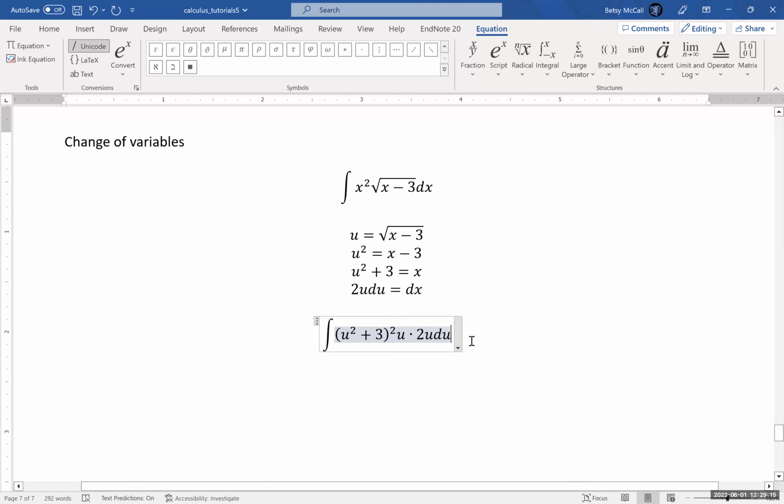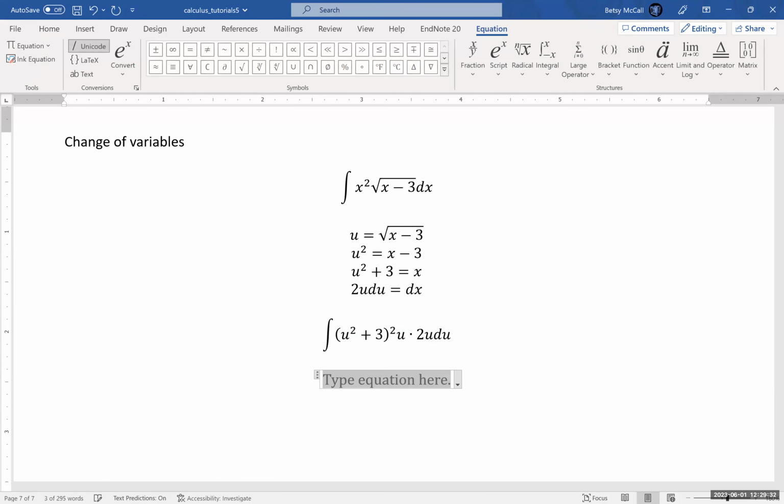And now everything is in terms of u. So there's no more x's. And now this is just a polynomial. I'm going to have to do a little bit of algebra in order to distribute this out, but I am going to be able to do my integration now without any difficulty. So let's do some arithmetic.